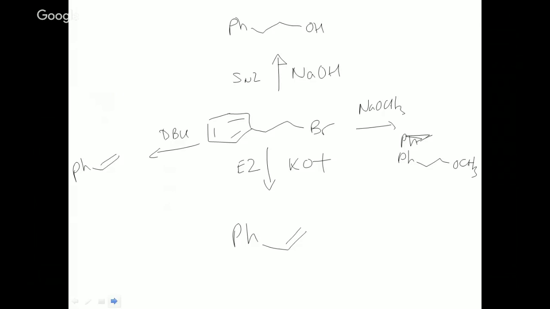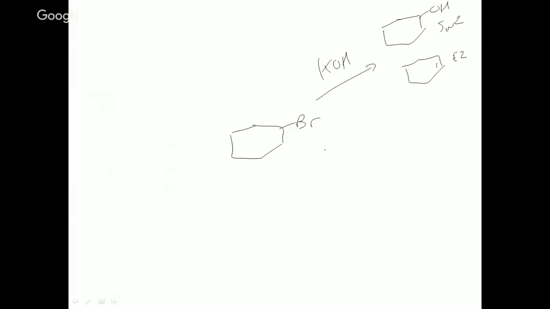Let's look at some secondaries. Secondary alkyl bromide. We're going to treat with KOH. That's a strong something, and there'll be times where we get mixtures. Because it's a secondary, it's kind of in the middle, we would assume we get a mixture here. SN2, E2. Potassium tert-butoxide, however, gives you only E2.